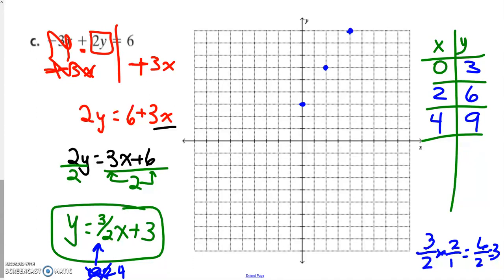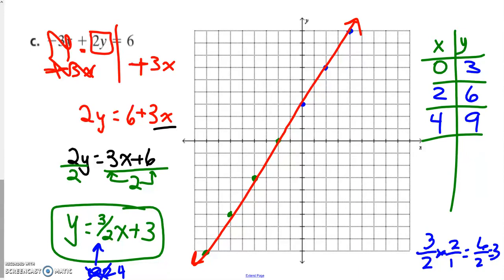Again, we look for patterns. To get from this dot down here, it looks like I would go down 3 and left 2, down 3 and left 2, down 3 and left 2. I could continue that and get as many dots on the graph as possible. That way, when I connect the dots, I get a nice straight line. You should be using a straight edge. And this one is also a function.